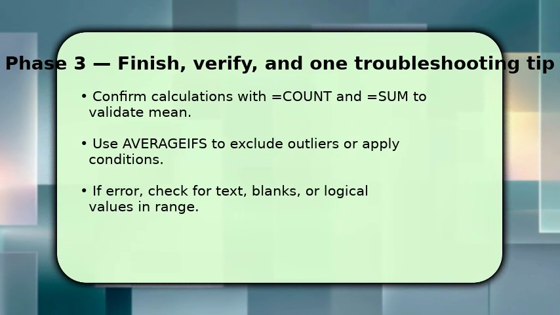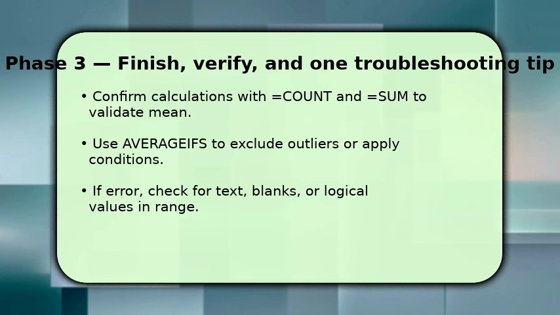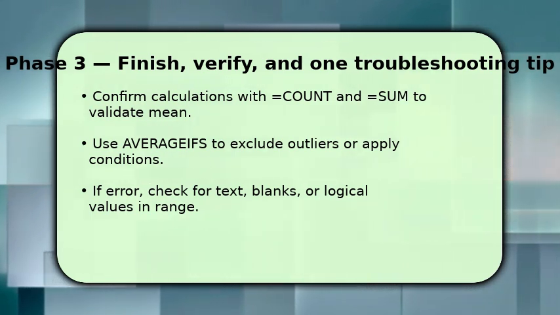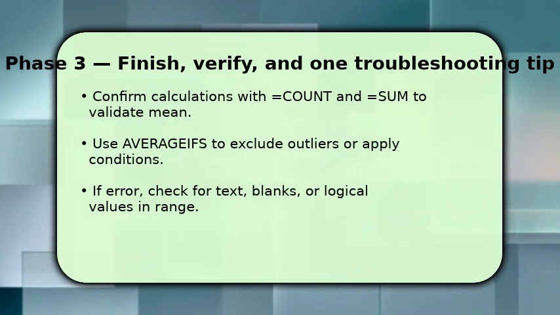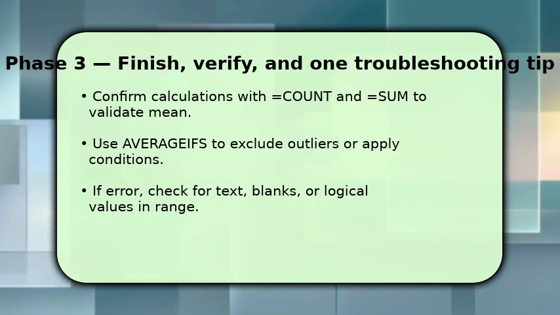Complete the process by validating the mean. Use equals COUNT to confirm sample size and equals SUM divided by COUNT as an independent check. If you need conditions, switch to AVERAGEIFS to compute for subsets. Once done, format the result with the desired number format.